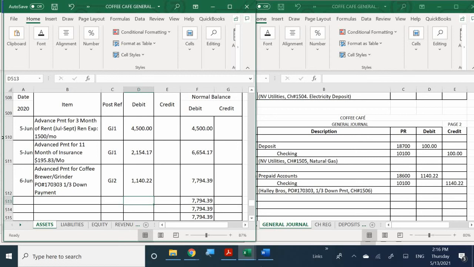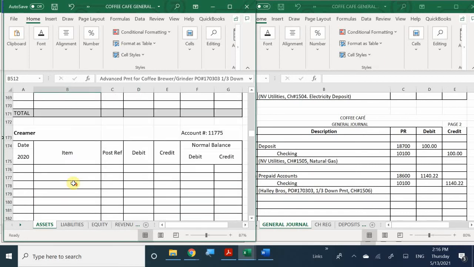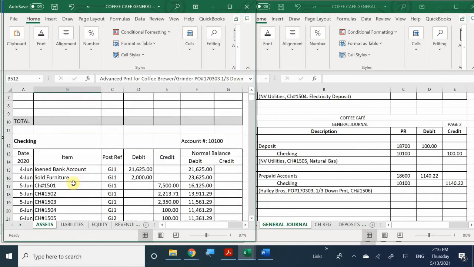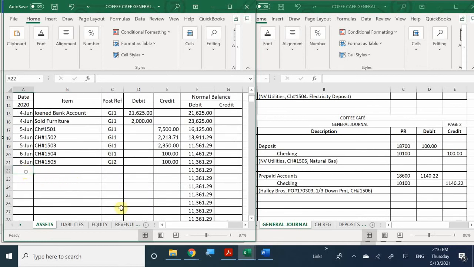That's the prepaid accounts. Now, the last thing that we have to do is enter our check that we wrote in our checking account. So scroll all the way up to the top. Word document should be page 1. Once again, I'm going to indicate we are still on June 6th, and we wrote check number 1506. Once again, general journal number 2. And this time we wrote a check out for $11,40 and 22 cents.